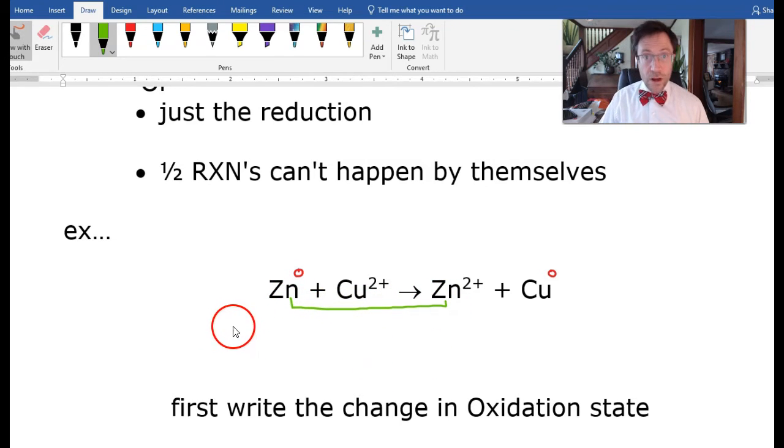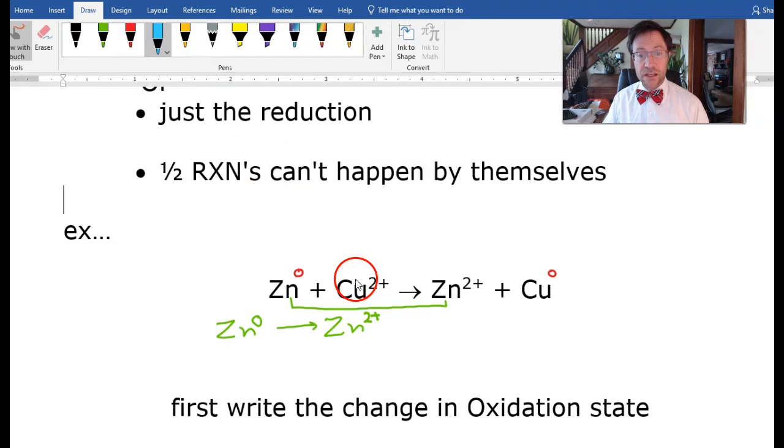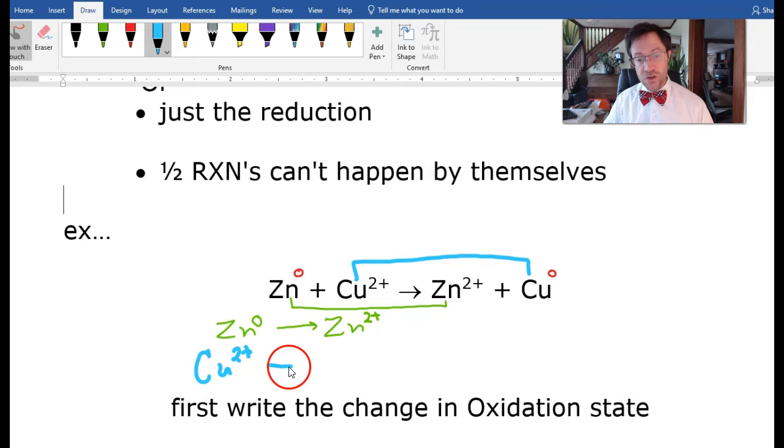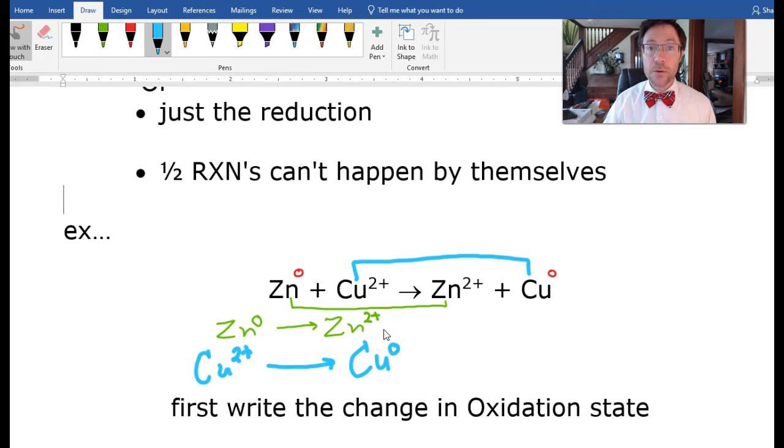Right? So what I'm going to do is write the change in oxidation state, which is what we needed to do for the homework. For this one, I would write zinc 0 turns into zinc 2+. Easy peasy, lemon squeezy. Now I'm going to connect copper and copper 0, and then I just write it down. Copper 2+ turns into copper 0. You guys get what I'm saying? That is step one for writing a half reaction.